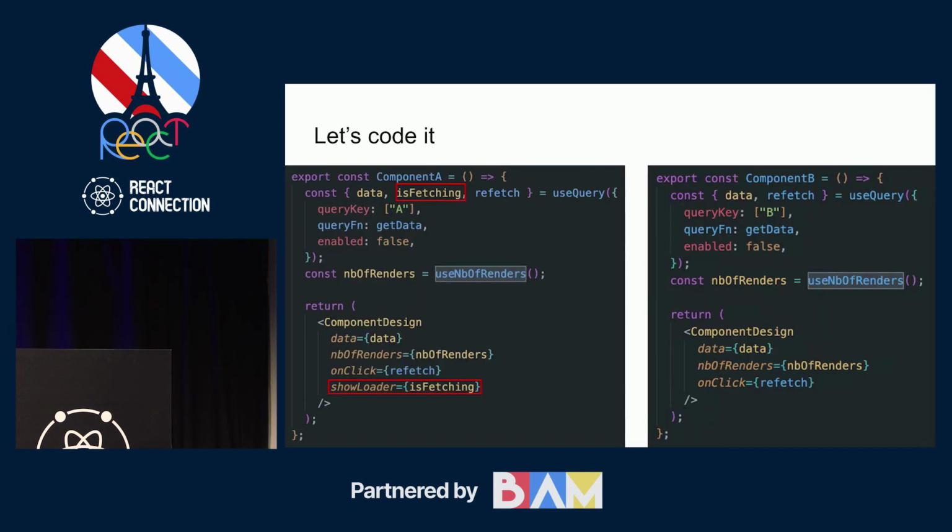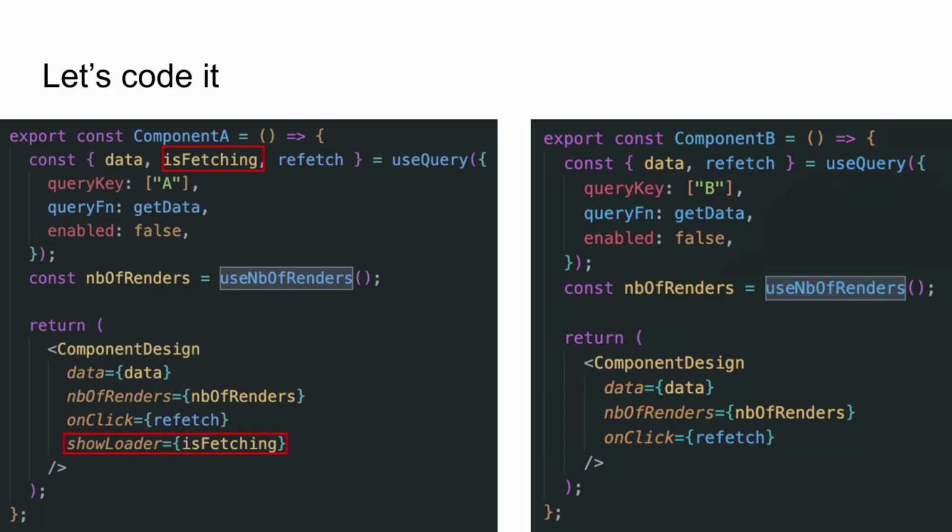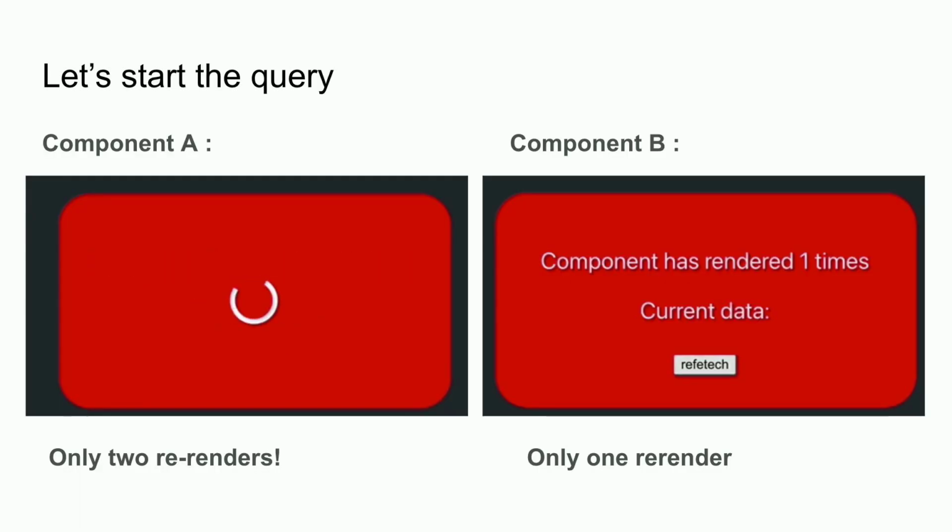So let's code it. This is the same code I showed before. This is a simple useQuery with an asynchronous function as a query function. And as you can see, component A and component B share 99% of the code. The only exception is that component A will get the is fetching from the useQuery result and pass it to a UI component to show a loader.